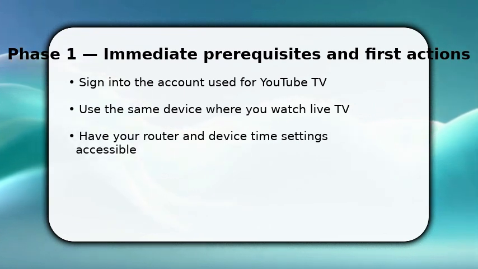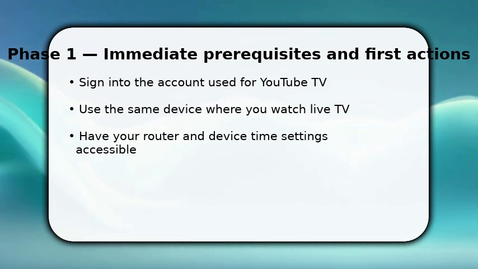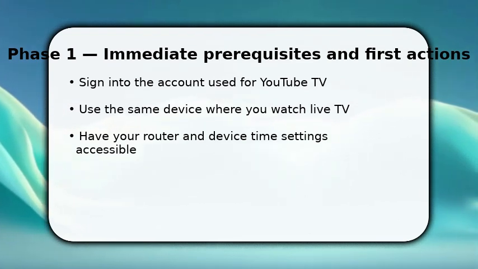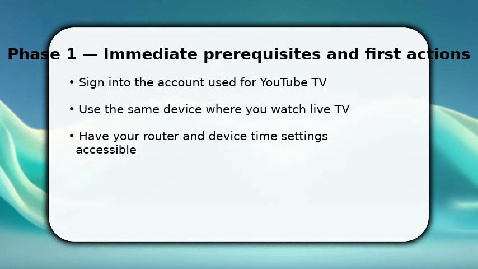Make sure your streaming device and router show the current local time. You need those set correctly so recordings and live pauses align. If your device is wrong, change it in the next step. Otherwise, you might misplace recordings or see incorrect program times.